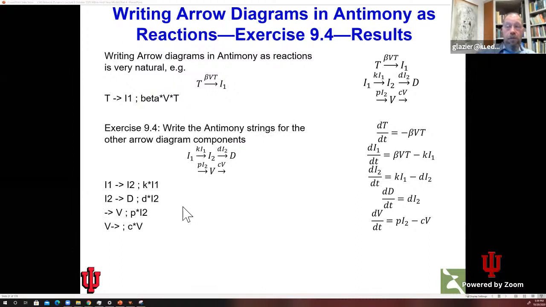Okay, so in this case, we have I1 goes to I2 at a rate KI1. I2 goes to D at a rate DI2. We get two lines for our V equation. Nothing goes to V at a rate P times I2. V goes to nothing at a rate C times V. Plus T goes to I1 at a rate beta VT. That gives us 5 lines.